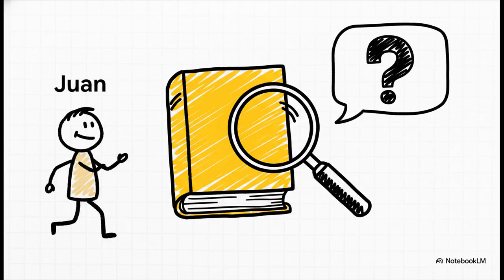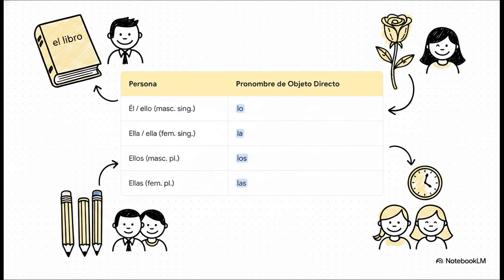Check out this sentence. Juan compra el libro. Juan buys the book. So we ask our magic question. ¿Qué compra Juan? What does Juan buy? Boom, el libro, the book. That, my friends, is our direct object. See? It's pretty straightforward.